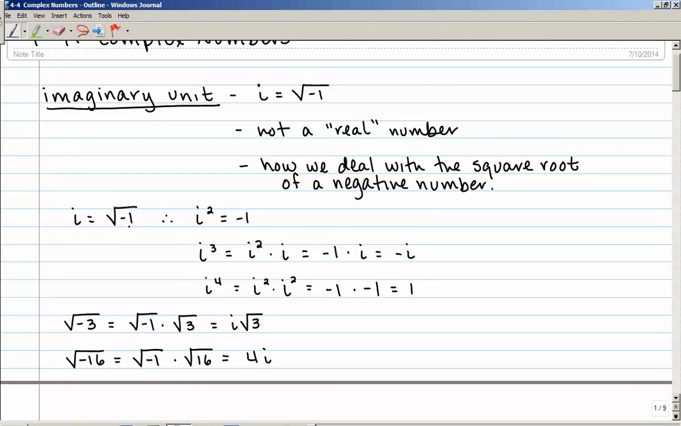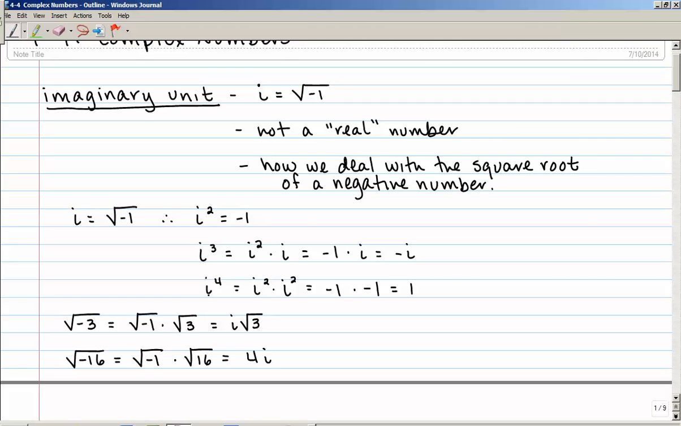So i is equal to the square root of -1, therefore i squared, or i times i, which would be the square root of -1 times the square root of -1, is equal to -1. So i squared is equal to -1. i to the third power is the same thing as i squared times i. Remember that when you're multiplying powers, you just add their exponents. So i to the 2 times i to the 1 is i to the 3. Now, i squared, we just said, is the same thing as -1, and i is just i. So i cubed, i to the third power, is -1 times i, which is equal to -i.